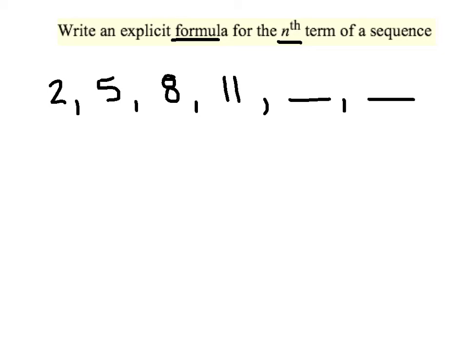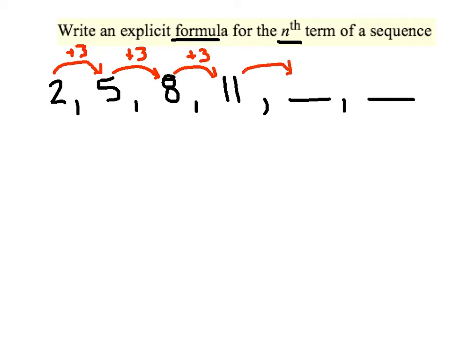So first of all, what kind of a pattern do you see here? How much are the numbers increasing by? It looks like in order to jump from a 2 to a 5, I had to add 3. And then to jump from a 5 to an 8, I again added 3. To jump from an 8 to an 11, I had to add 3. So you quickly identified that the pattern is simply adding 3 each time.